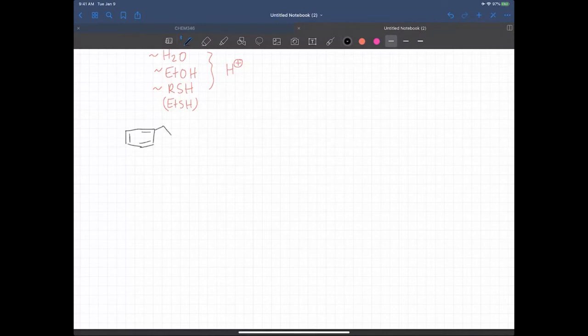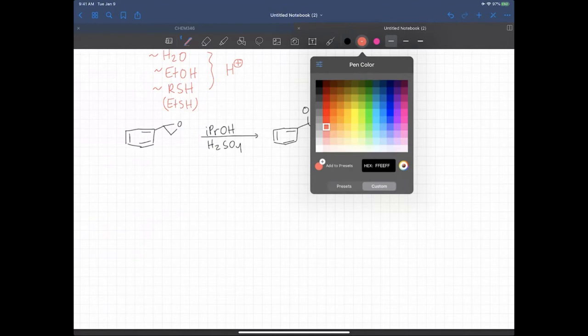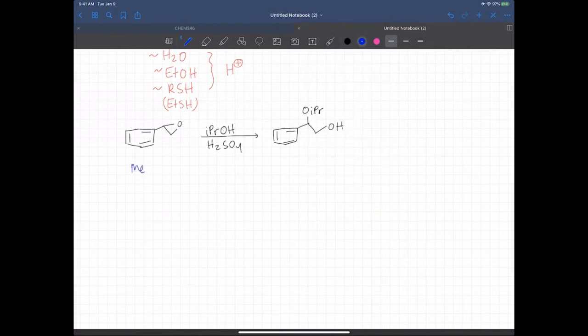So if we had this here, and I said I'm adding isopropanol with H2SO4, what I'm going to get is this product here. And of course, with every reaction that we talk about, let's look at the mechanism.